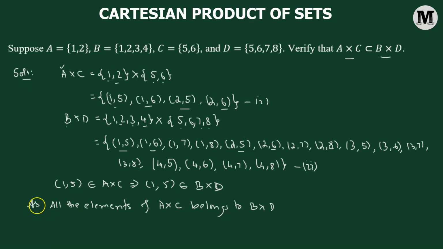So as all the elements of the Cartesian product of sets A and C belong to the Cartesian product of B and D, hence we can say the Cartesian product of A and C is going to be a subset of the Cartesian product of B and D. Hence proved.